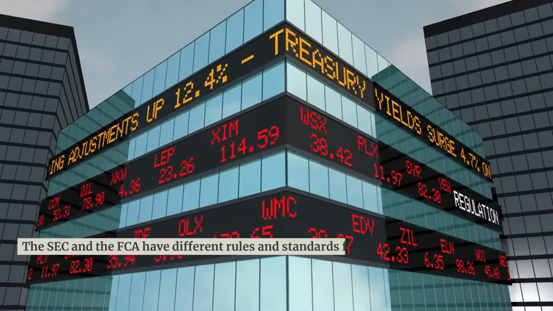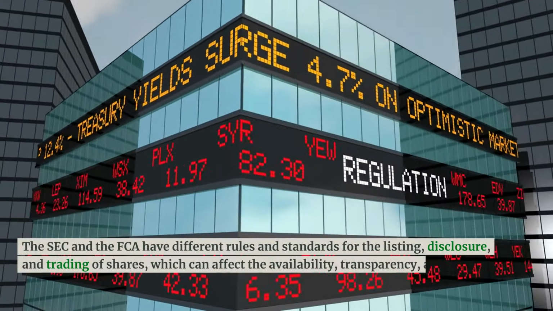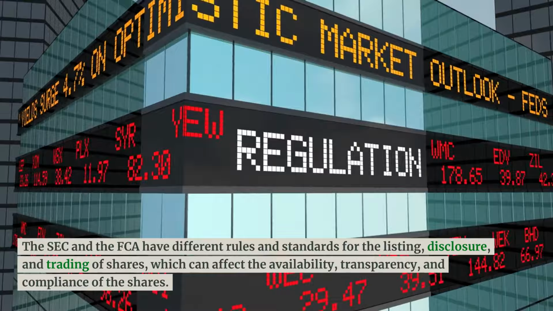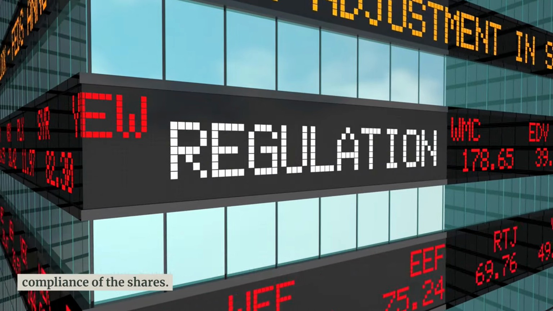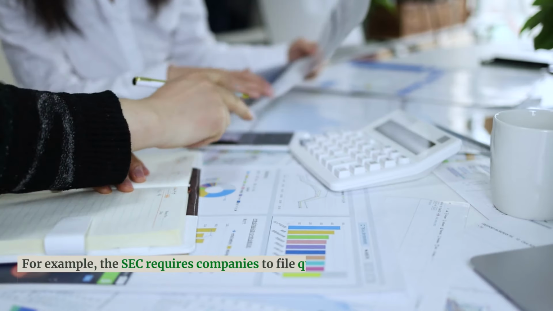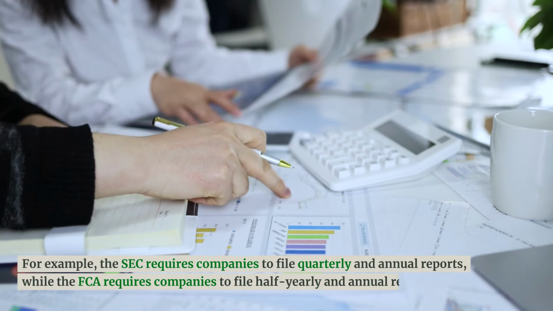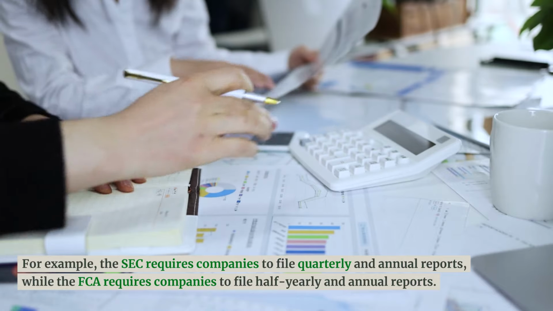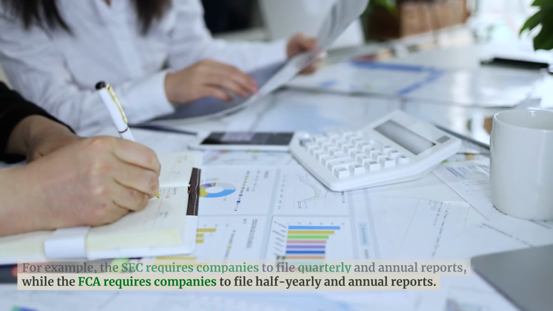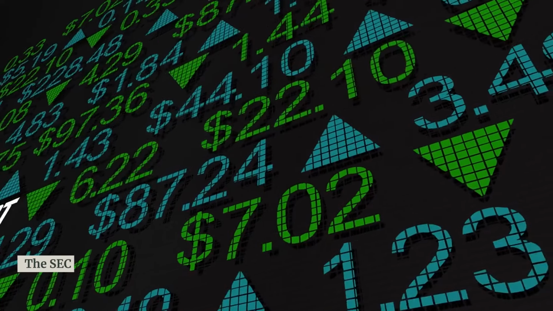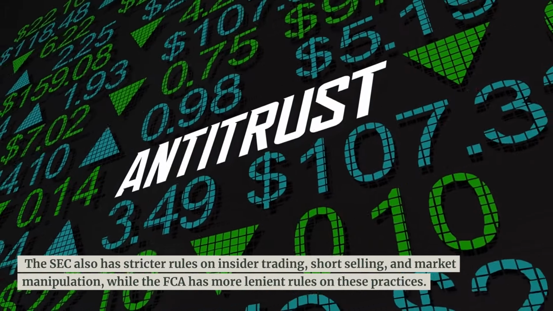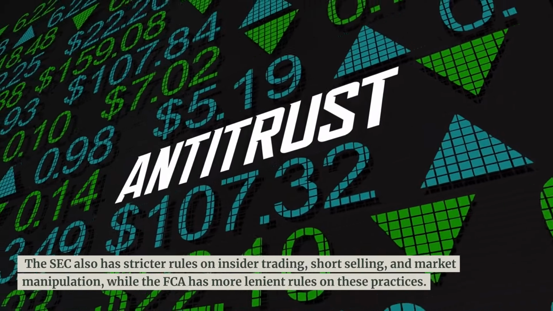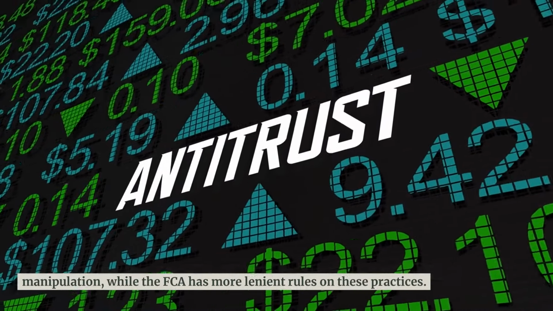The SEC and the FCA have different rules and standards for the listing, disclosure, and trading of shares, which can affect the availability, transparency, and compliance of the shares. For example, the SEC requires companies to file quarterly and annual reports, while the FCA requires companies to file half-yearly and annual reports. The SEC also has stricter rules on insider trading, short selling, and market manipulation, while the FCA has more lenient rules on these practices.